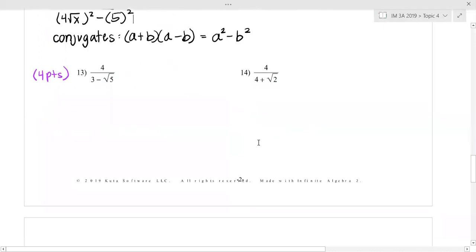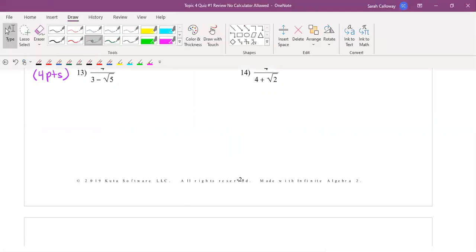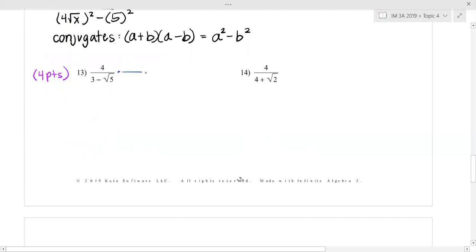So when I am trying to rationalize my denominator, which will be another 4-point question on your quiz, I'm using this property of conjugates to get my radical out of the denominator. So for the first problem, what I'm going to do here is take the conjugate of my denominator. So since my denominator is 3 minus the square root of 5, I'm going to multiply by 3 plus the square root of 5 in the numerator and the denominator, so that that radical in my denominator will disappear, similar to how I ended up without a radical in problem 11.